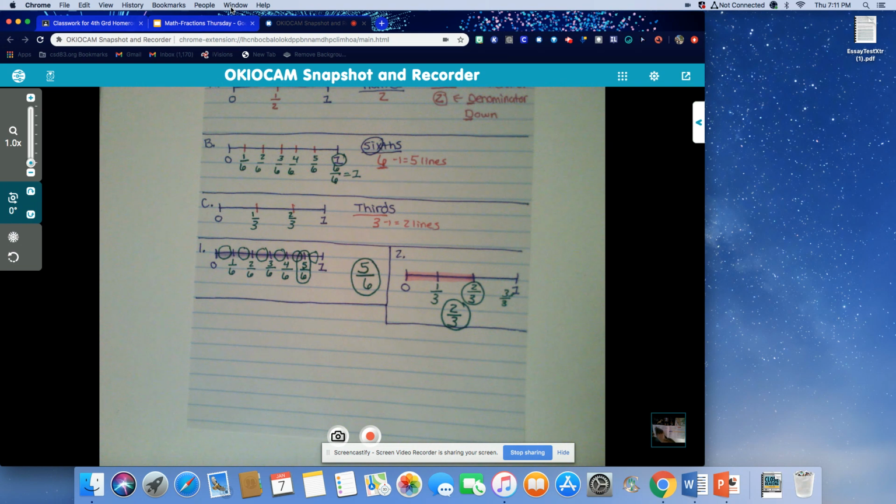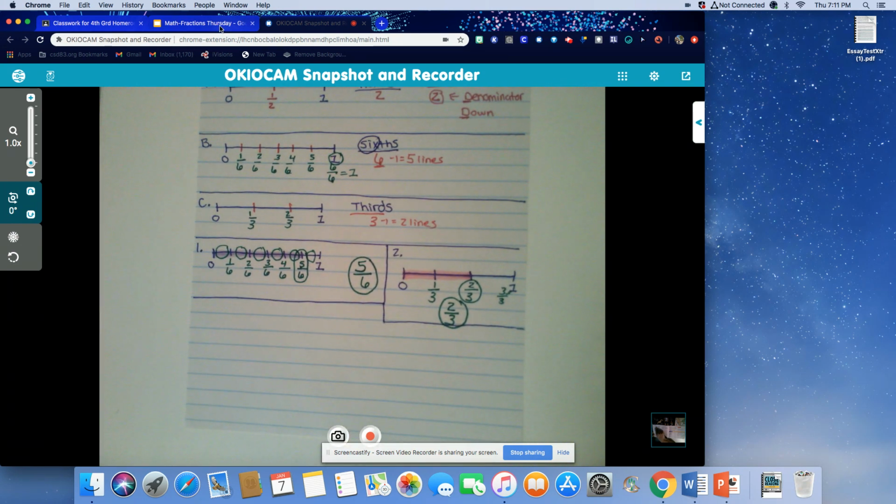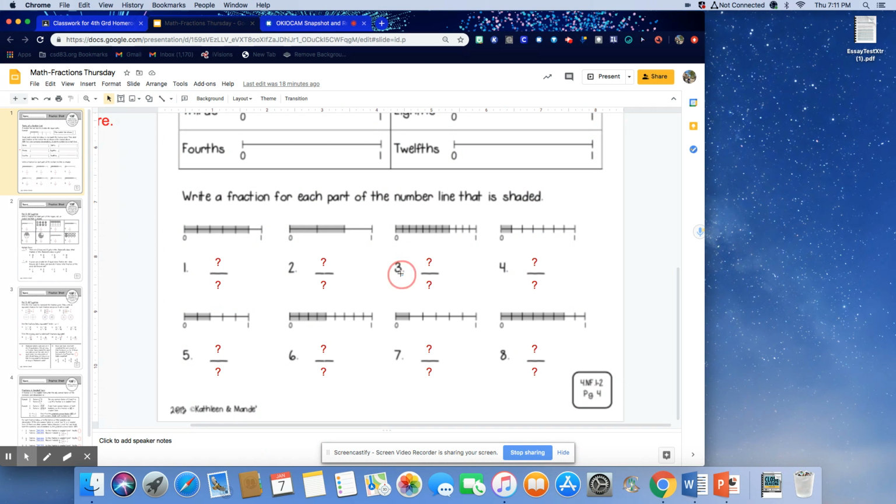That's where we left off in class today. So your assignment is to complete questions 3 through 8. So you're going to do 3, 4, 5, 6, 7, and 8. Okay? Don't worry about 2, 3, and 4. We only did this one page in class today.